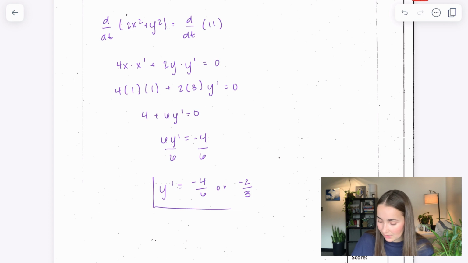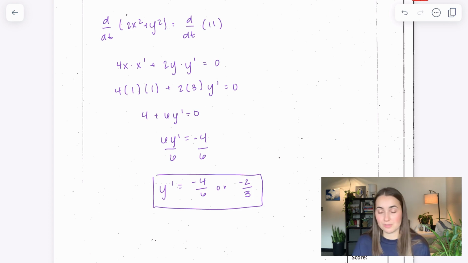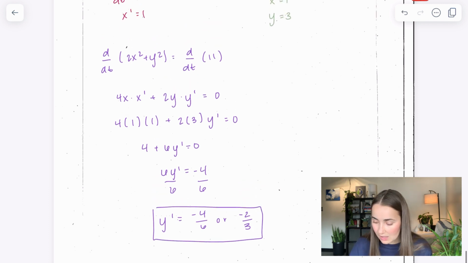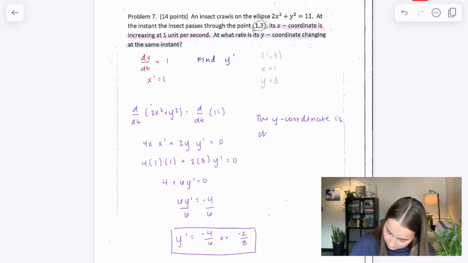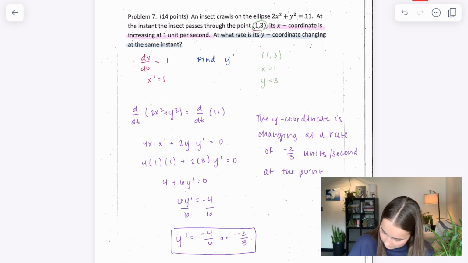So this can be our final answer. It depends on your professor if they want you to write it out all fancy. I'll go ahead and do that for those who like to see it. So that's how I would write it out all fancy.